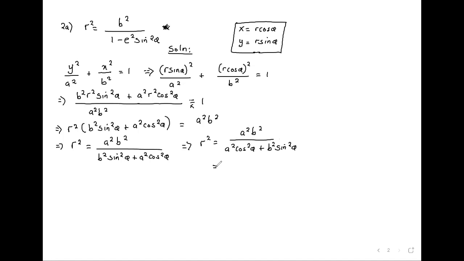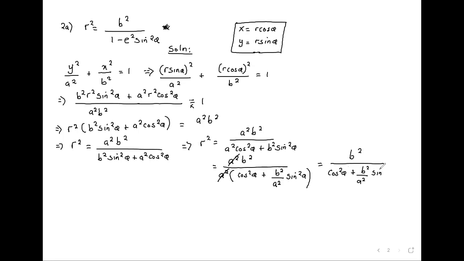First thing, we factor out a squared. So we have a squared b squared, and then down we factor out a squared, and then we remain with cos squared theta plus b squared over a squared sine squared theta in the down part. Then this and this will cancel. So we remain with b squared on top, which is what we want, and down cos squared theta plus b squared over a squared sine squared theta, like this.